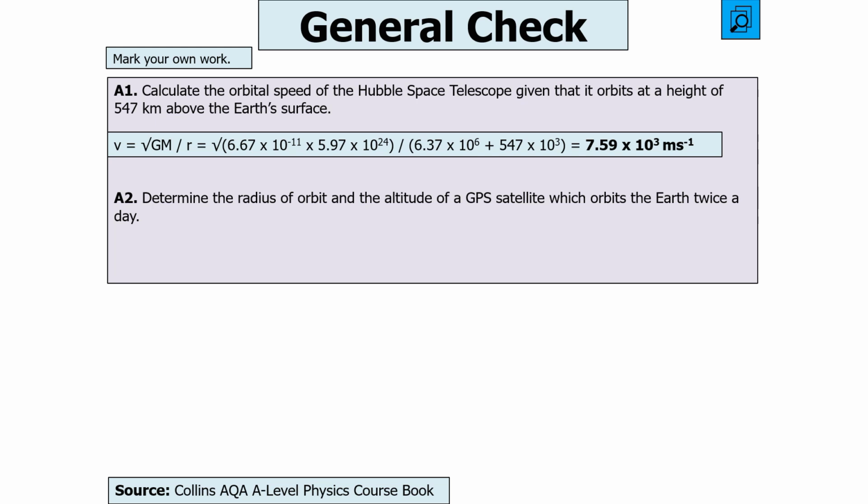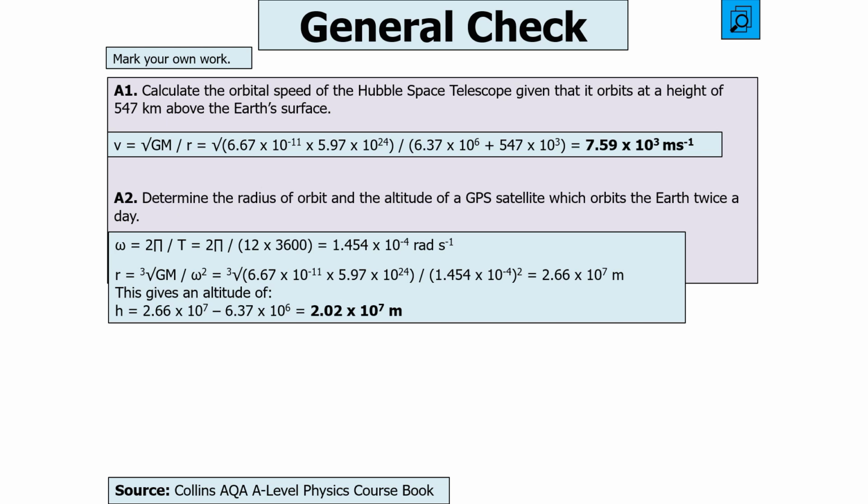Now again, remember that r is the distance we have from the center of the Earth to the actual satellite. So you've got to add the distance above the surface to the radius of the Earth. Once again, that is given to you on the equation sheet. We work out our answer, and get 7.59 times 10 to the 3 meters per second.